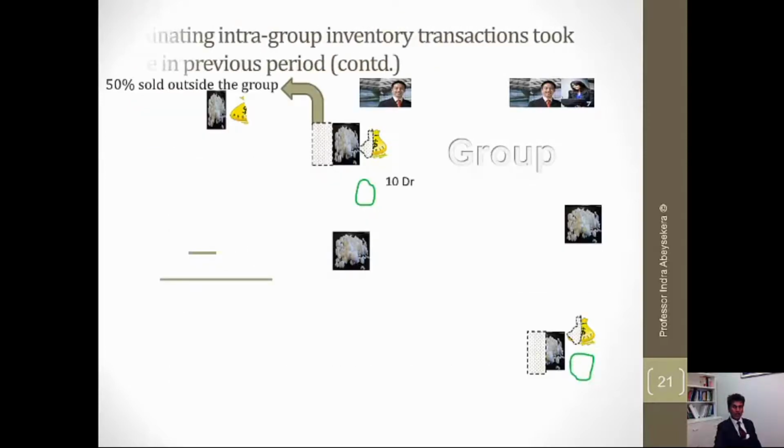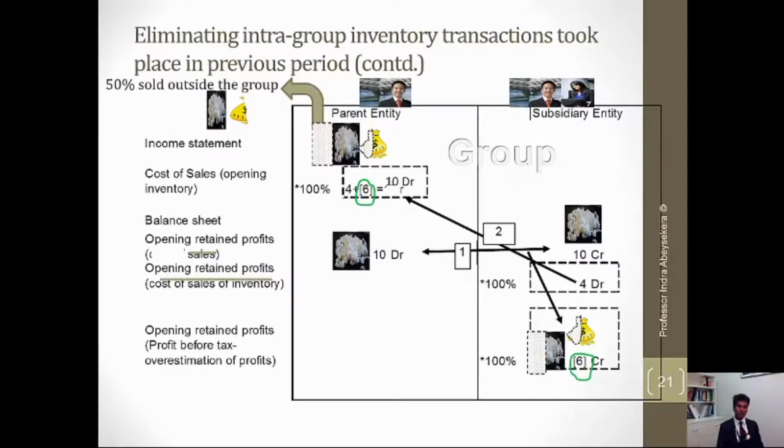Let's look at how we do the journal entries. First, inventory cost is 4, was sold for 10 in the previous period. Unrealized gain is 6. In the previous period, that was cost of goods sold, and then it became inventory because a portion of that was not sold.